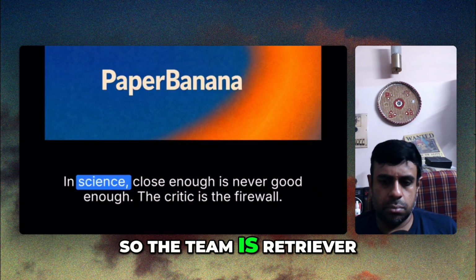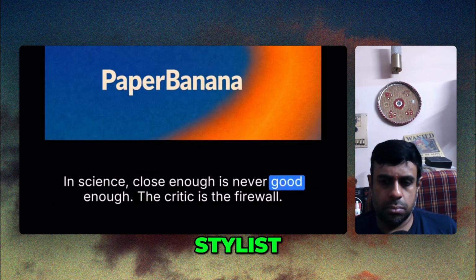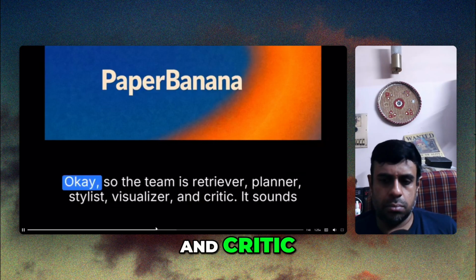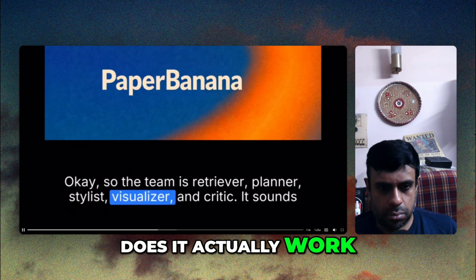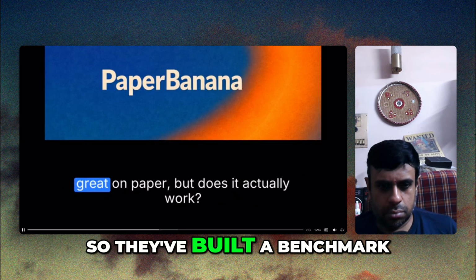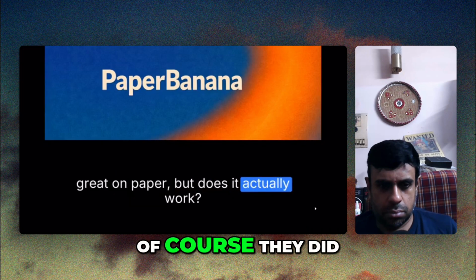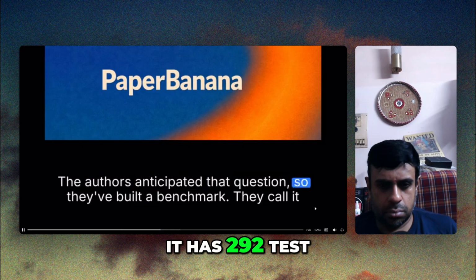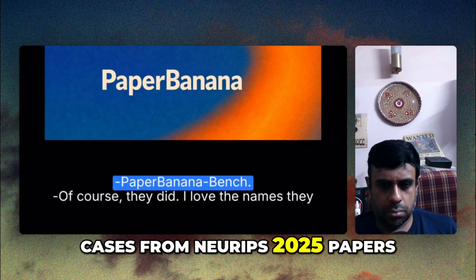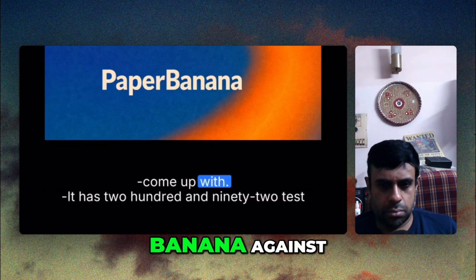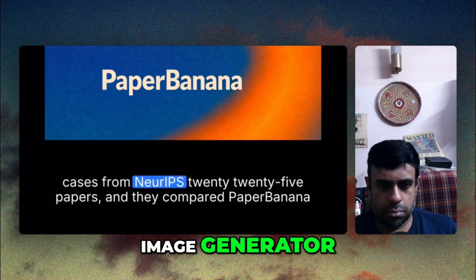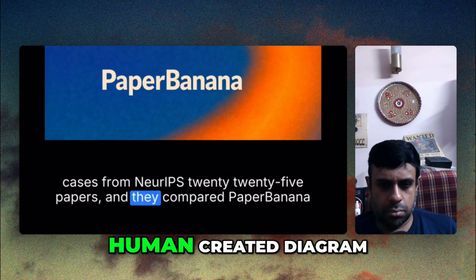Okay, so the team is retriever, planner, stylist, visualizer, and critic. It sounds great on paper. Does it actually work? The authors anticipated that question, so they've built a benchmark. They call it PaperBanana Bench. Of course they did. I love the names they come up with. It has 292 test cases from NeurIPS 2025 papers, and they compared PaperBanana against just a standard vanilla image generator. And against humans, I hope. And against the original human-created diagram.